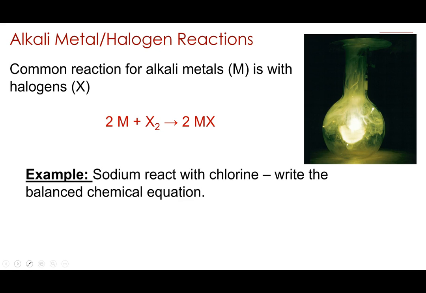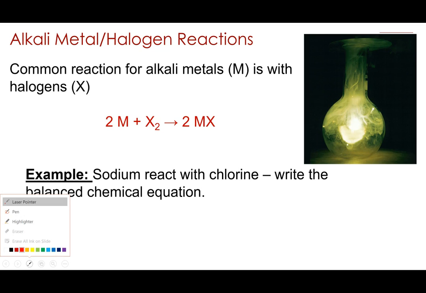So here's a good example. I might say something like, sodium reacts with chlorine, write the balanced chemical equation. The first thing you're going to need to do is recognize that this is in fact an alkali metal and a halogen. So recognize that sodium's in group 1, chlorine's in group 7. It's going to be in this classification of chemical reactions. So that's the first step.